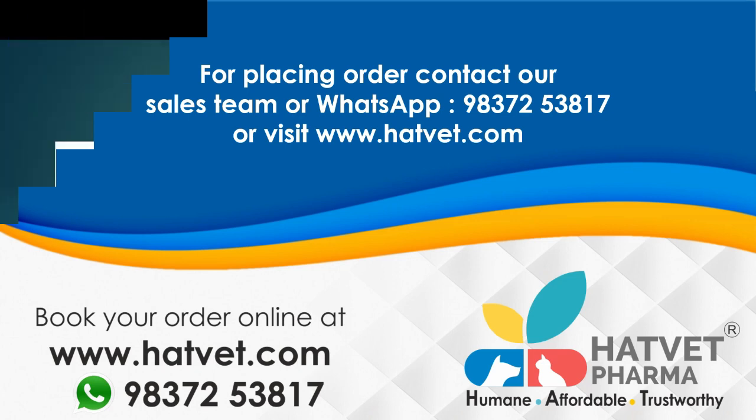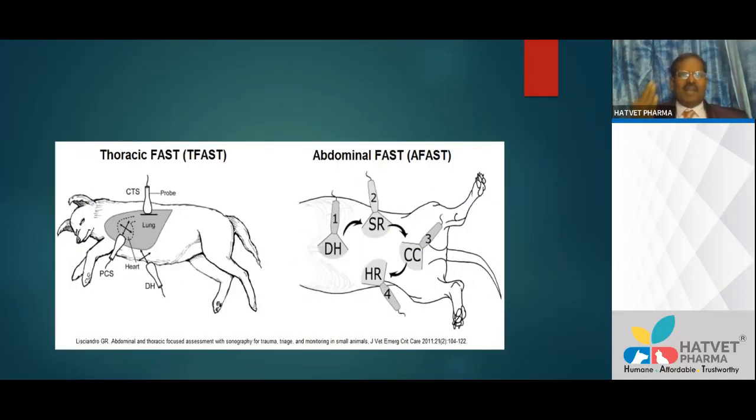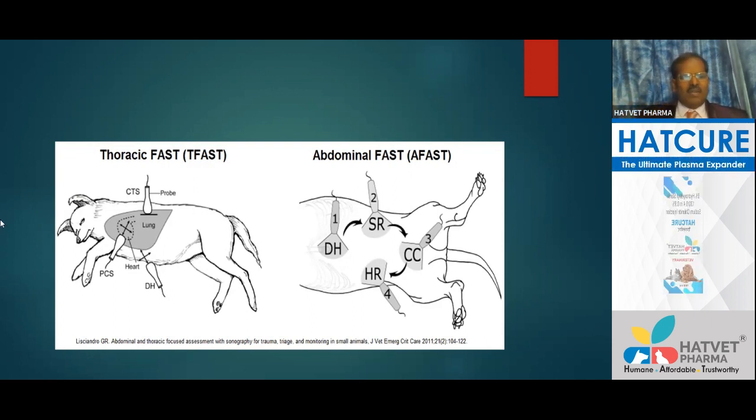Before that, the PT, APTT, and platelet count should be within normal limits, and all the clotting profiles should be within the normal limit. Then with ultrasound guidance, introduce the needle between the 5th to 6th intercostal space and remove the fluid.